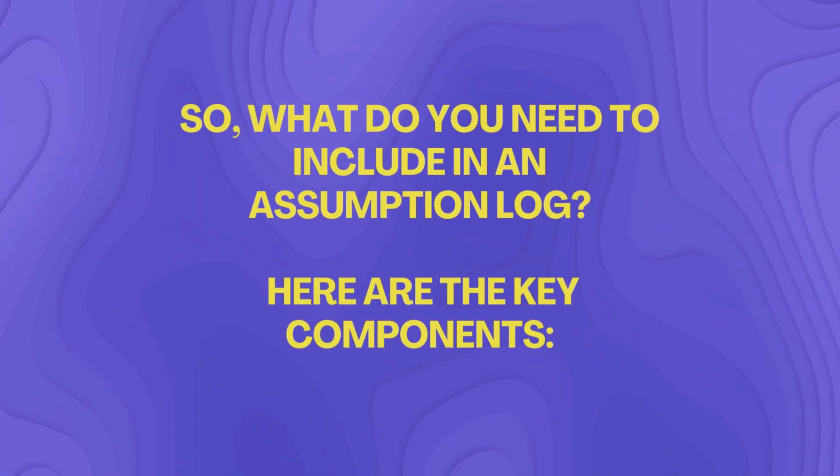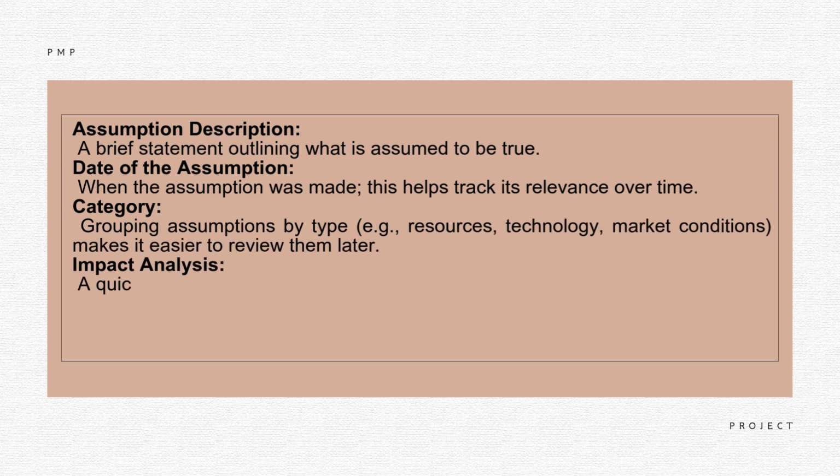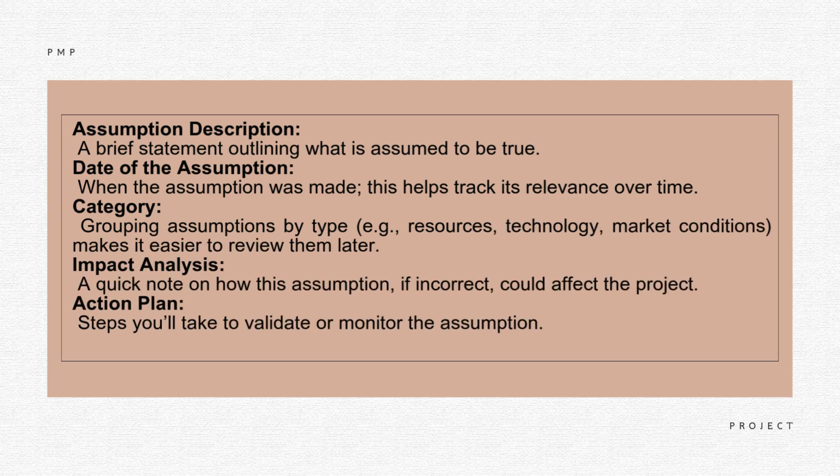So, what do you need to include in an assumption log? Here are the key components: assumption description, a brief statement outlining what is assumed to be true. Date of the assumption, when the assumption was made. This helps track its relevance over time. Category, grouping assumptions by type, e.g., resources, technology, market conditions, makes it easier to review them later.